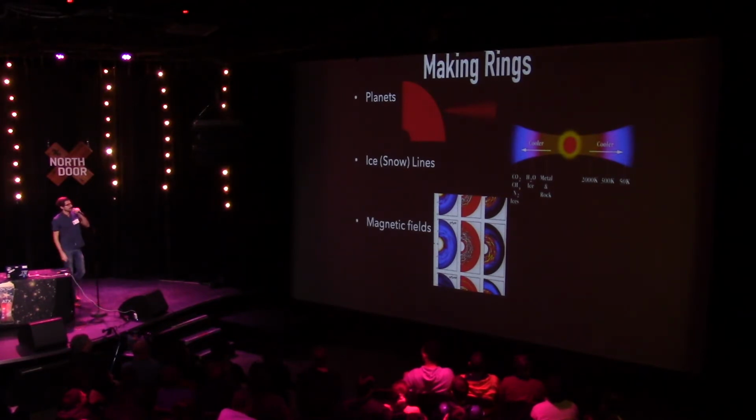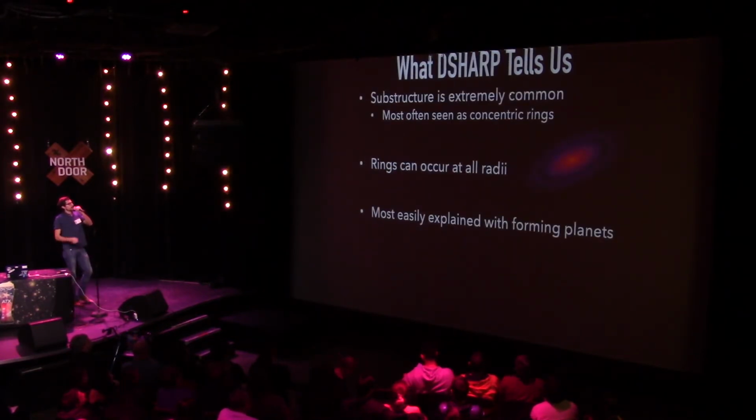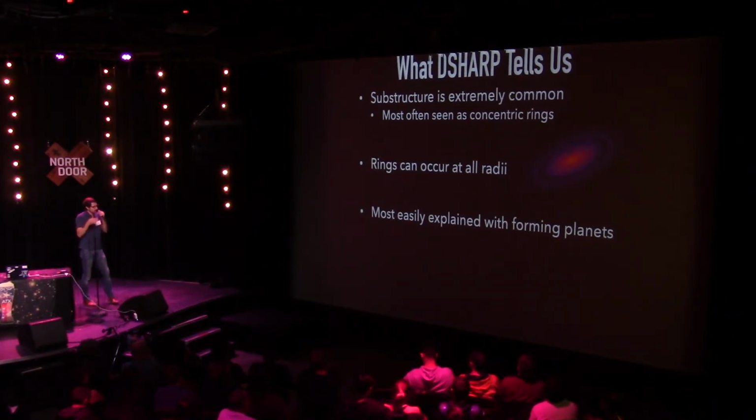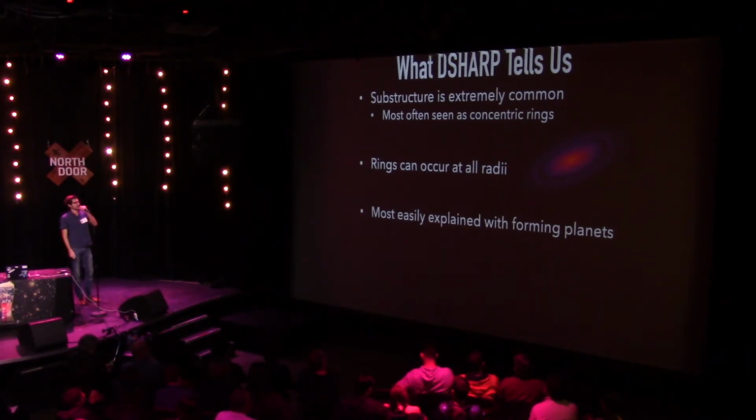So just to wrap things up, I think this is a really exciting new study that's shown us that these structures in disks are really common, and that they are often seen as these concentric rings is good evidence that planets could be the way that these millimeter-sized grains are being trapped and caught in these concentric rings.